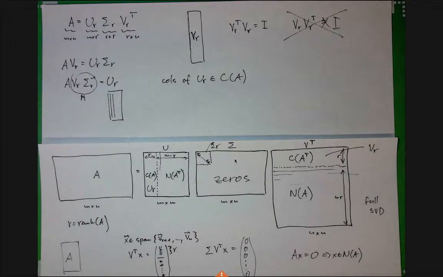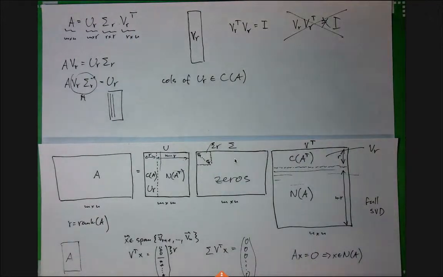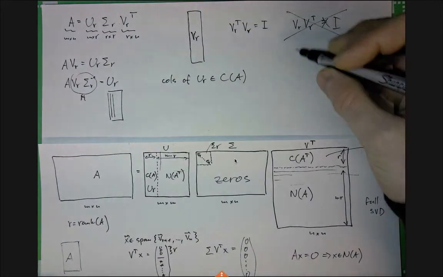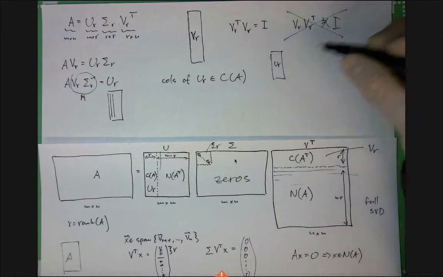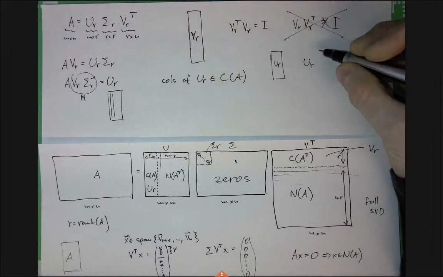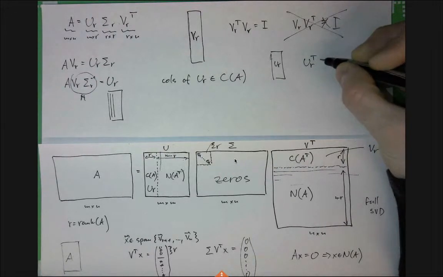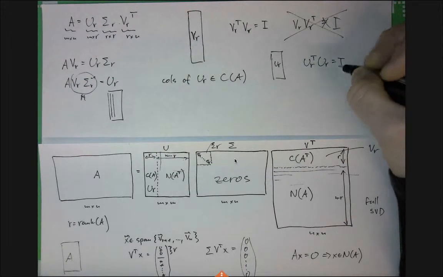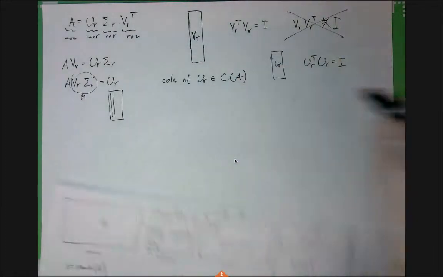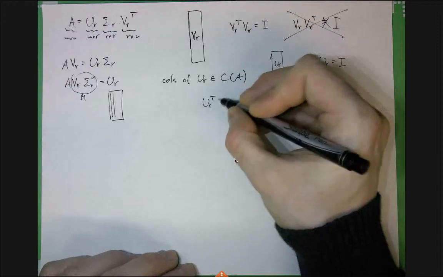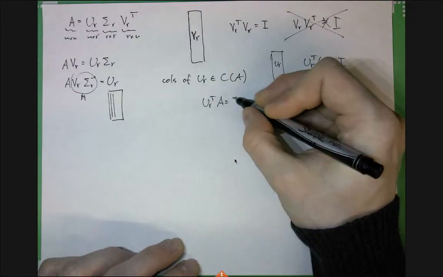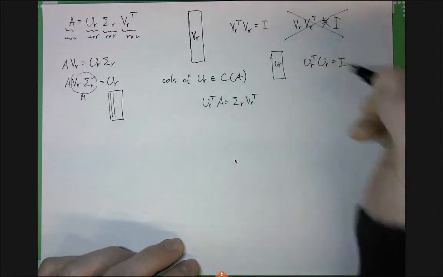Now, in the same spirit, I can also look at UR. The UR is shorter in this case, like this, and I also know that UR has orthonormal columns. So UR transpose UR is identity, right? So I can do this. I can say UR transpose A is sigma R VRT.